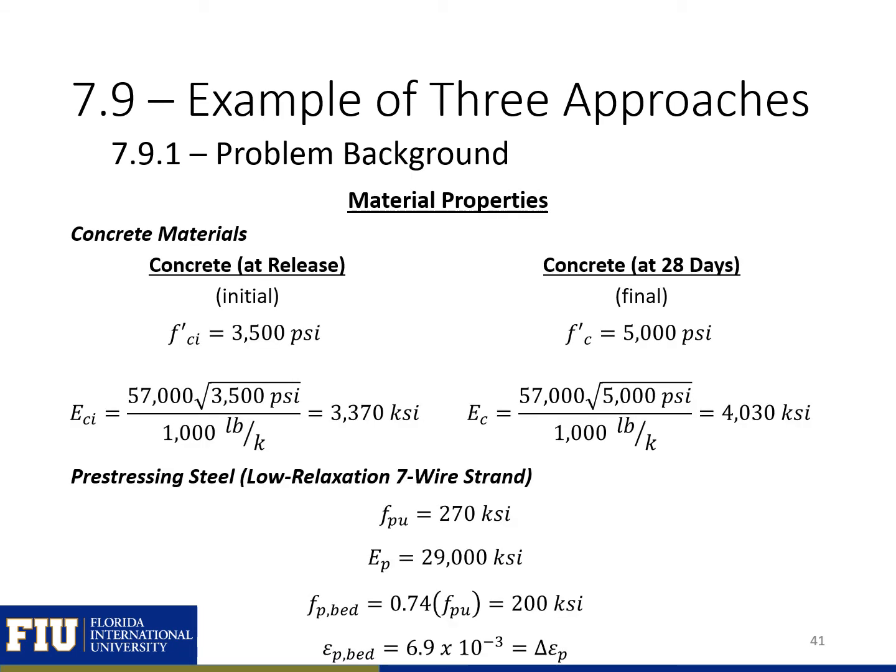Shown here are some of our material properties. We have our concrete strength and modulus at release, and our concrete strength and modulus at 28 days using our ultimate strength. And then also some of the information on our pre-stressing strands, our ultimate strength, the initial strand stress, and our stiffness and modulus of the pre-stressing strands.